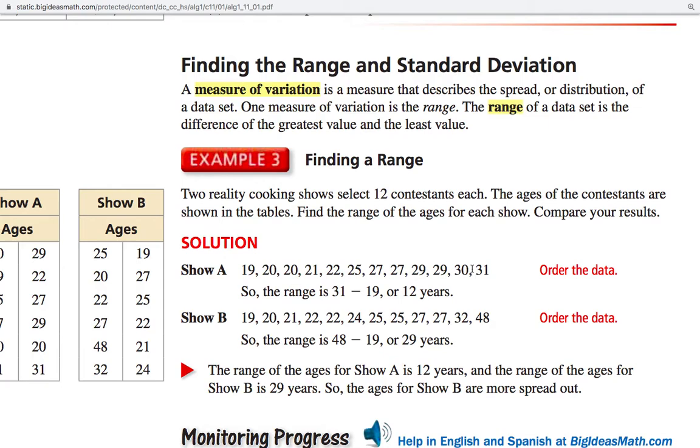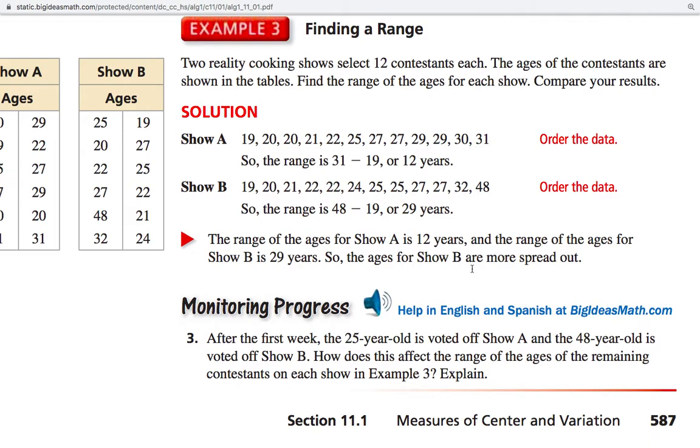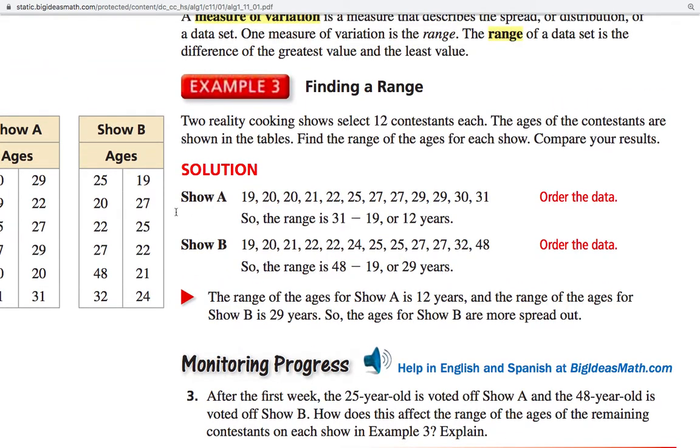Okay, so I'm sure you're good on that. Just, it's not the first number minus the last number.